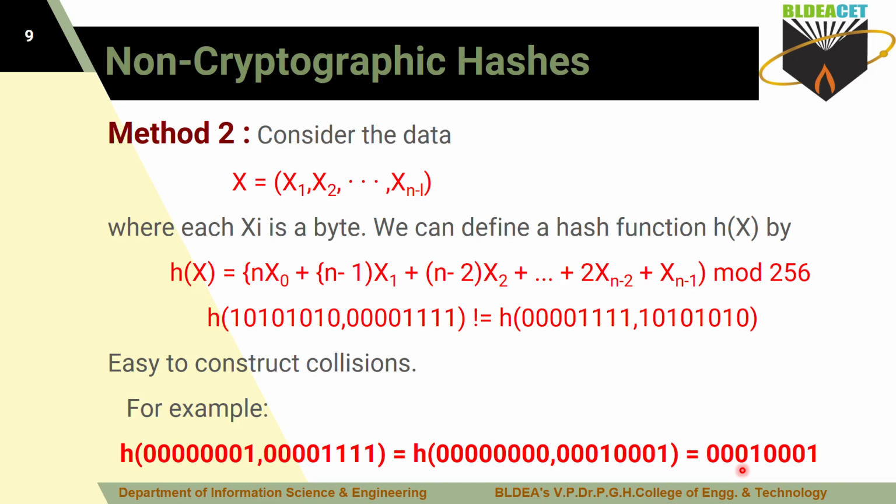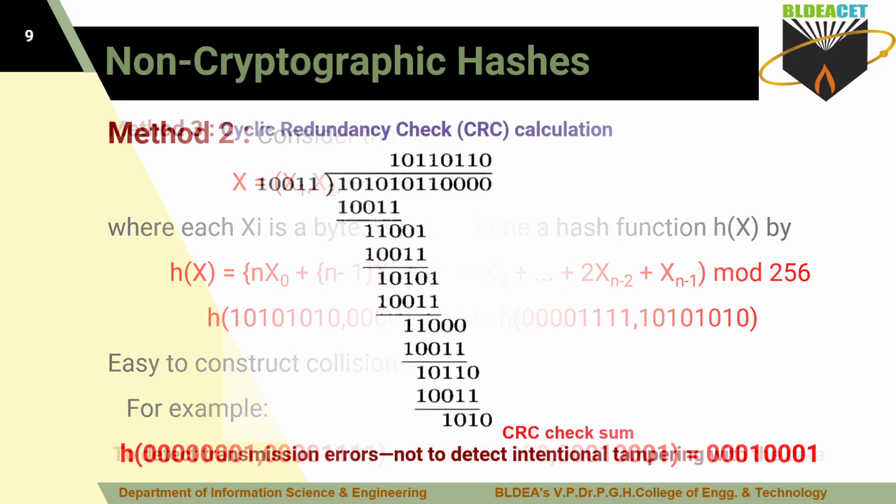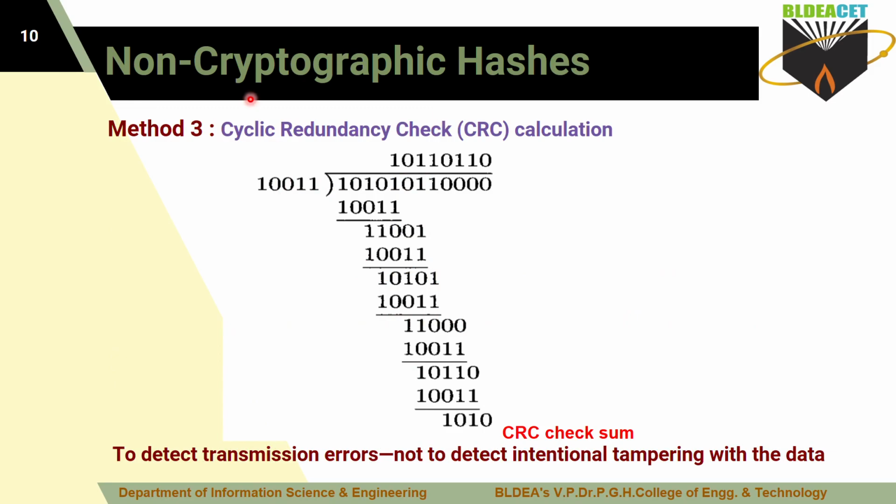But what does strong collision resistance mean? Values must be different here, but they are not different, so it is not unique. For all the messages, you are not getting a unique hash value; you are not getting distinct hash values. The meaning of this is that it is resistant against weak collision, but this method is not resistant against strong collision. To overcome this drawback, you are going to study a new method, the cyclic redundancy check.